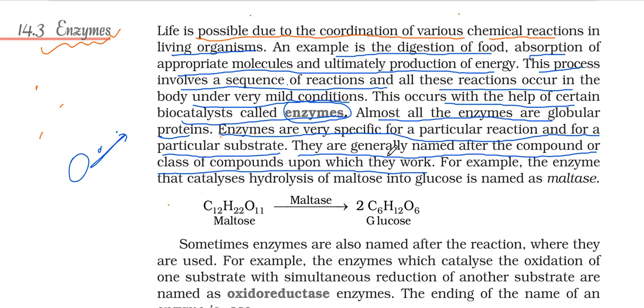वो नेमिंग कैसे होता है? वो कंपाउंड के बाद नेम एक सफिक्स होगा, नहीं तो व्हाट इज द फंक्शनिंग ऑफ दैट एंजाइम, वो फंक्शनिंग का नेम होगा, ठीक है. Example, the enzyme that catalyzes hydrolysis of maltose. माल्टोज को हाइड्रोलिसिस करके ग्लूकोज बनेगा. It is a disaccharide, it is a monosaccharide. So माल्टोज को हाइड्रोलिसिस करने वाला एंजाइम को बोलते हैं माल्टेज. ओके, सुक्रोज को करने वाला सुक्रेज, like that.